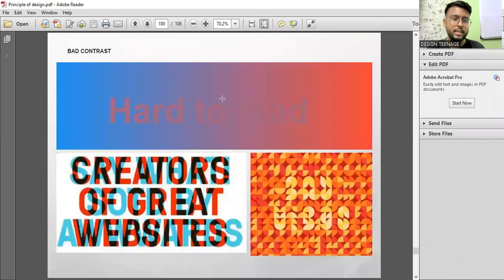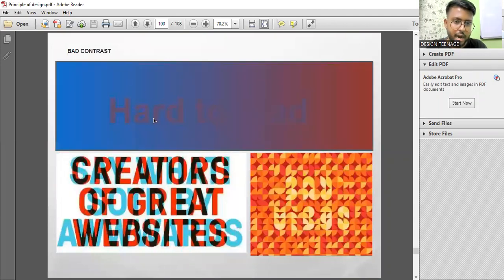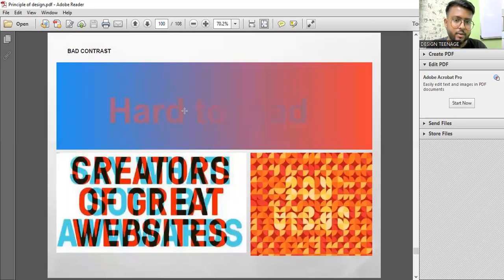Bad contrast. Can you see the effect of bad contrast? What I just told right now. What are you seeing over here in this composition? Hard to read. Now, if I remove this, you can see HARD. The H is very hard, O is, R, E is definitely not at all visible. A is a little bit. D is again a little bit visible.